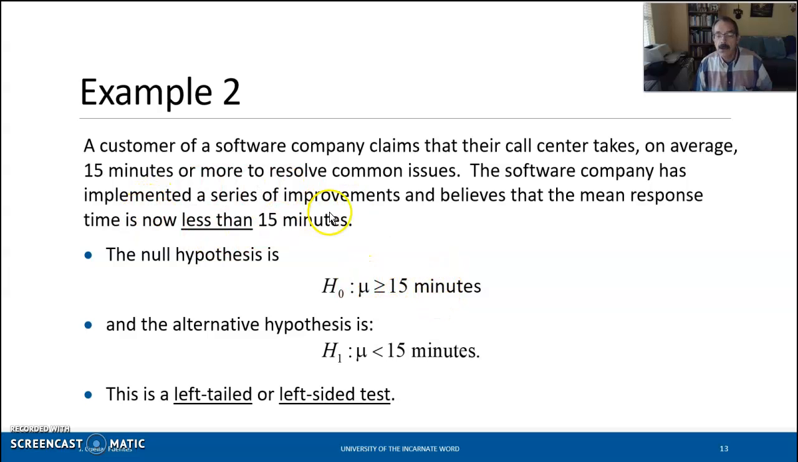And the company is saying, no, we implemented an improvement, and now it is less than 15 minutes. So they're giving us the statement of the alternative hypothesis. Again, we use the alternative hypothesis to establish the direction of the test. Now we're looking for values less than 15 minutes to validate the alternative hypothesis and reject the null hypothesis. So we're looking for values to the left of the value. This is a left-tailed test or a left-sided test.